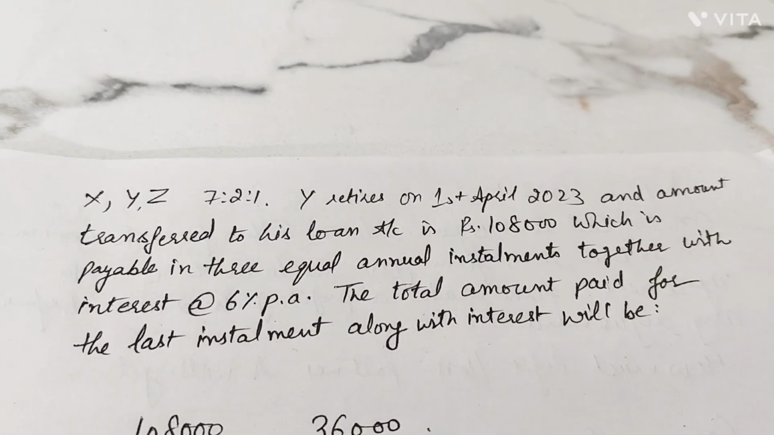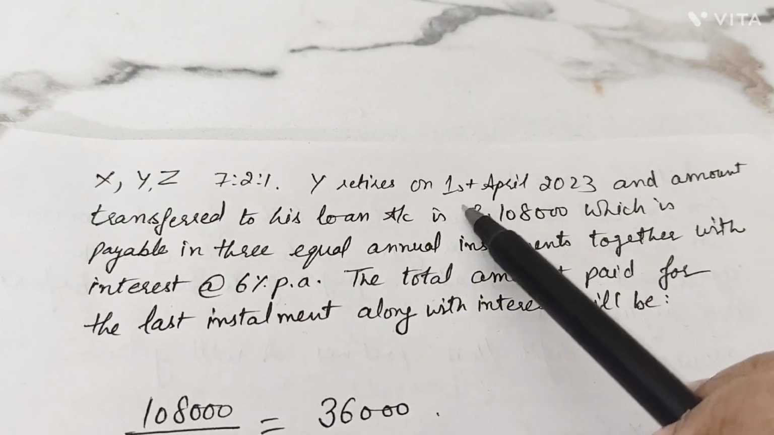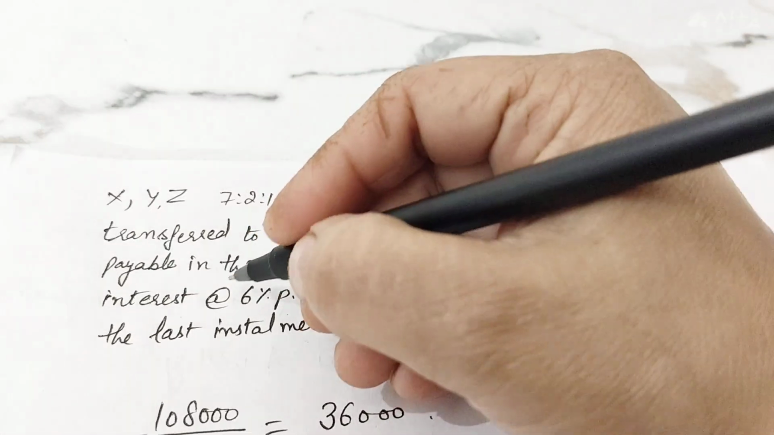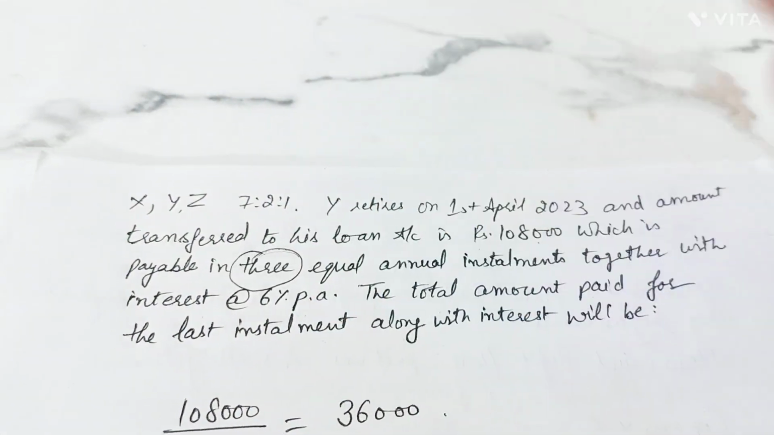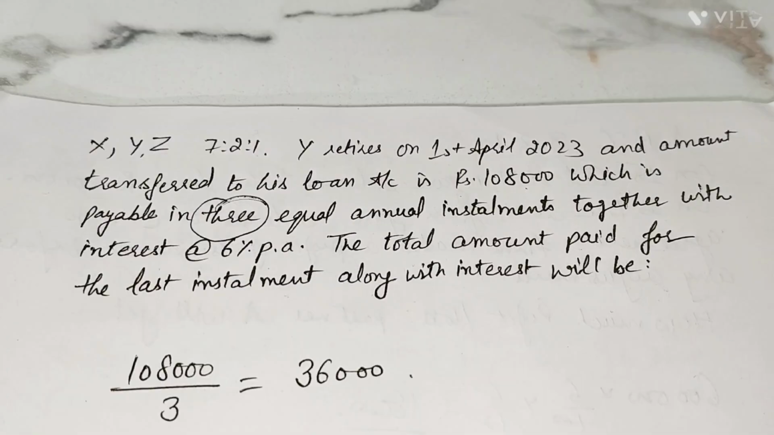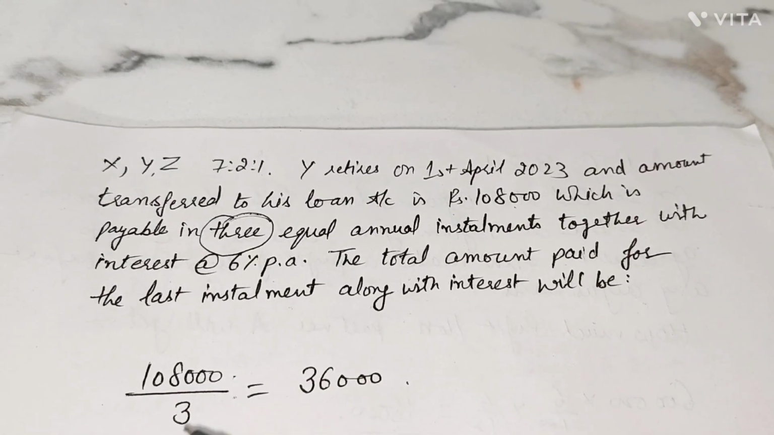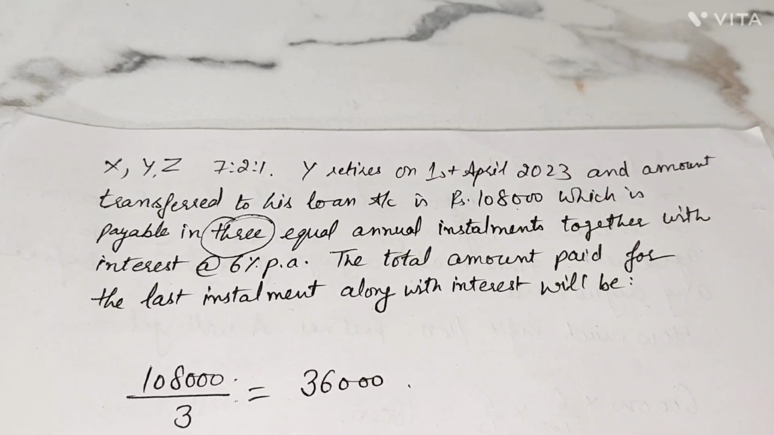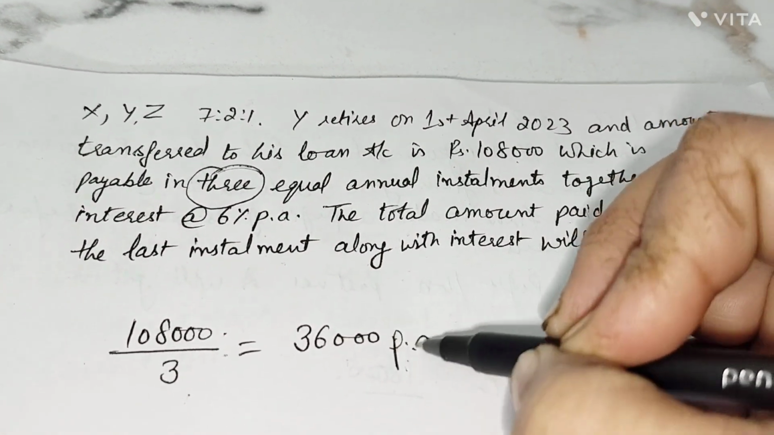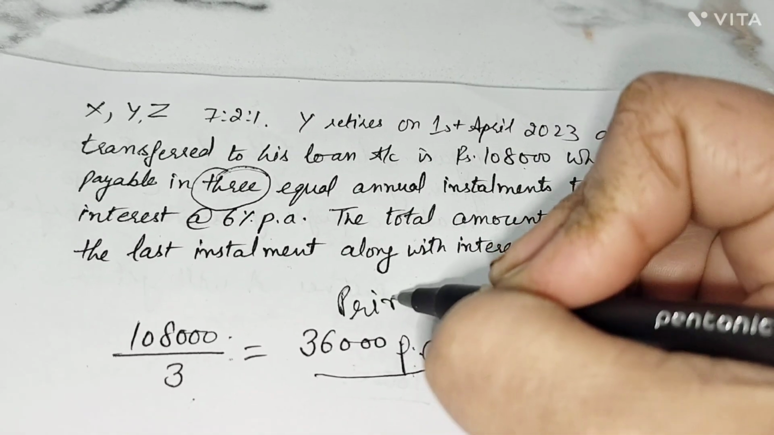Okay. So in this case we are provided the total sum payable on Y's retirement, 1,08,000. This is payable in three equal installments, right? Three equal installments here means total rupees 1,08,000 divided by 3, which gives you 36,000 per annum installment. This is the installment in relation to the principal amount here.